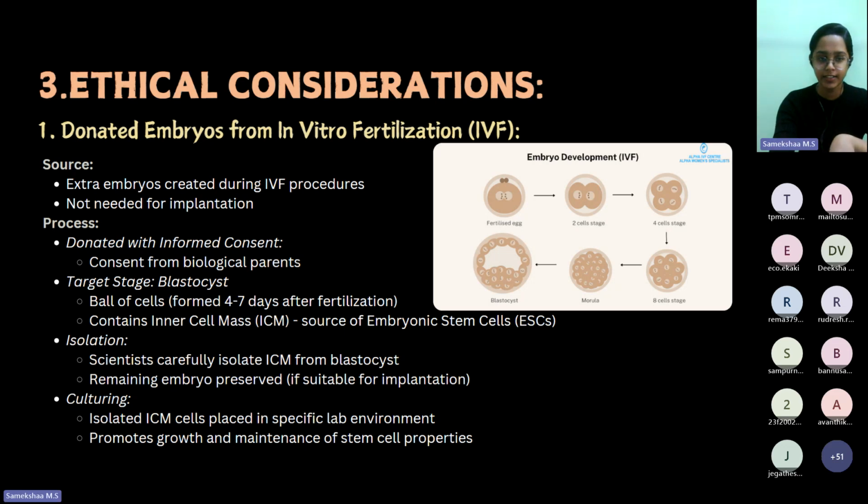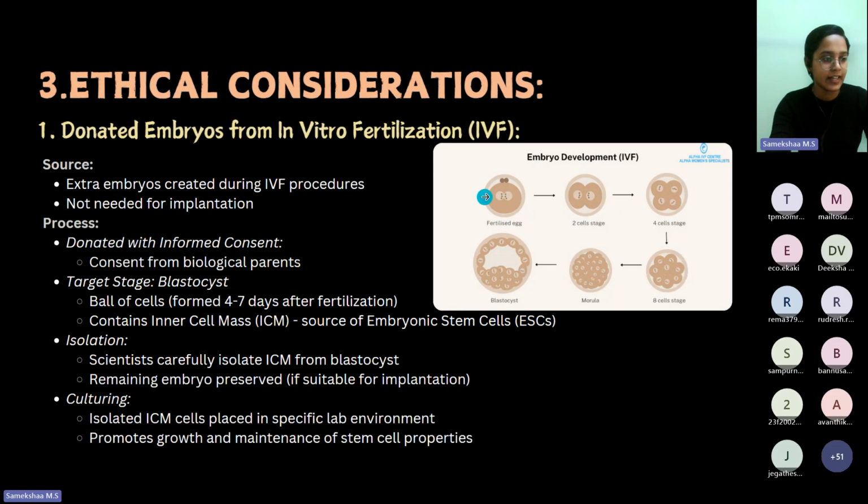Now, what is the target stage of the embryo? The target stage is the blastocyst stage. So, blastocyst is nothing but a ball of cells typically formed after 4 to 7 days of fertilization. Why is blastocyst a target stage? Because it contains something called as the inner cell mass, which is the source of ESCs. You can see in this pic as well.